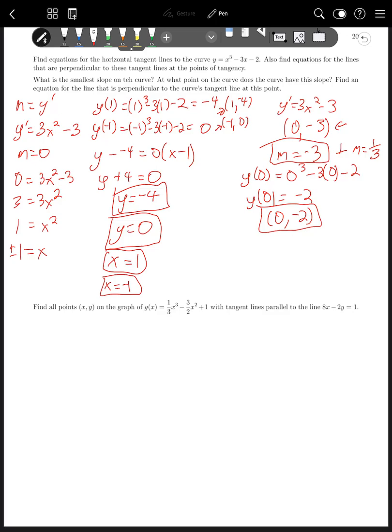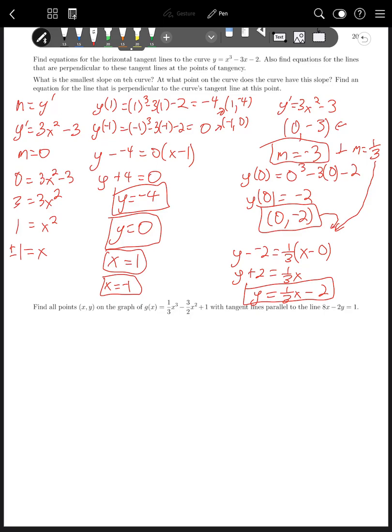And so now we can use point slope form along with this point to find the equation of that line. So that would be y minus negative 2 equals 1/3 times x minus 0. So that's y plus 2 equals 1/3 x. So that's y equals 1/3 x minus 2. Okay, and so that's the idea.